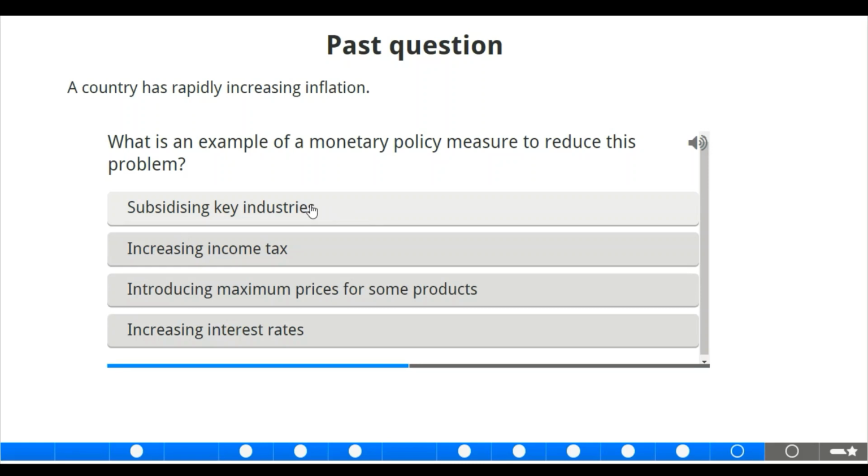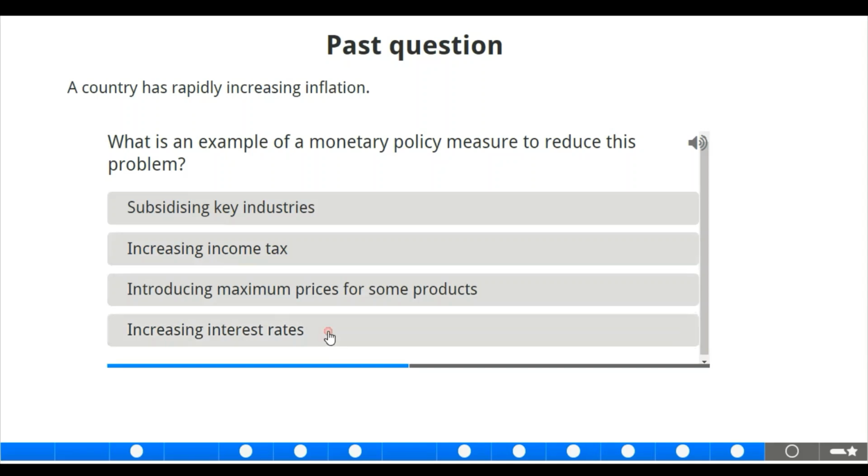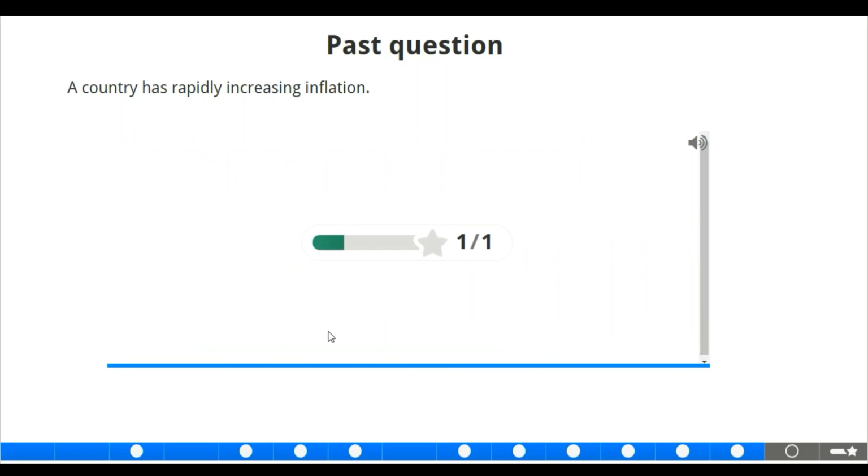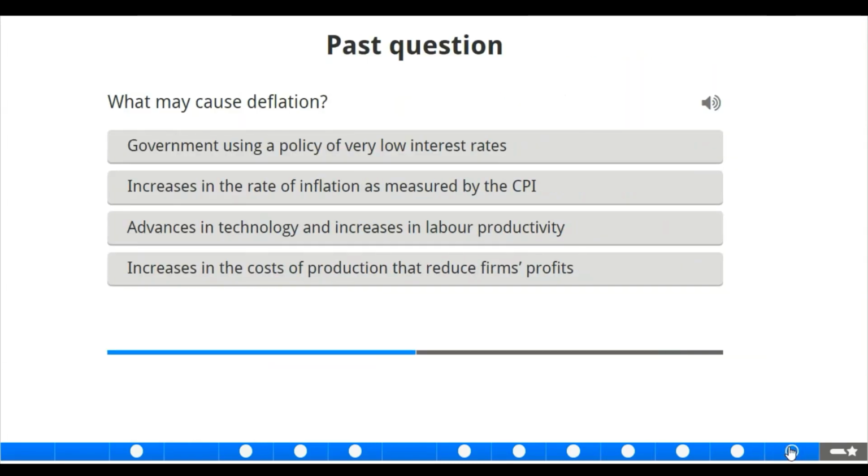Now here we have the options: subsidizing key industry, increasing income tax, introducing minimum price for some products, increasing interest rate. Of course, monetary policy is dealing with increasing interest rate. That is the monetary policy to reduce what? To reduce the inflation. We move to the next slide.